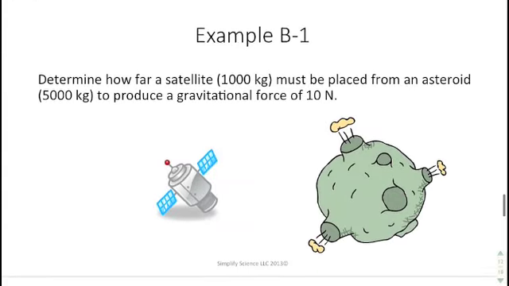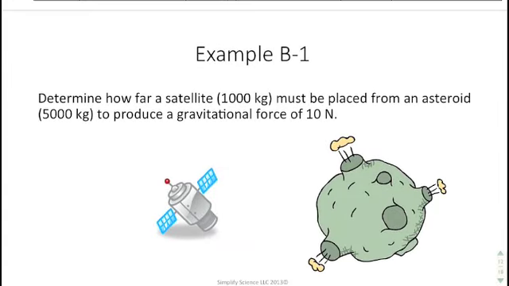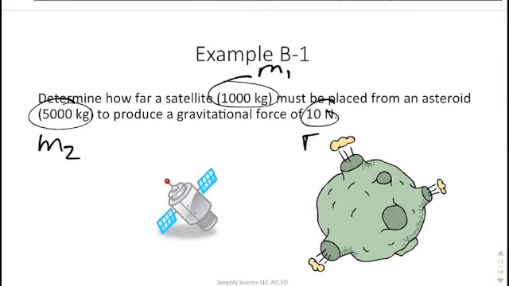So we come to example B1. It says determine how far a satellite must be placed from an asteroid of 5,000 kilograms to produce a gravitational force of 10 newtons. You think 10 newtons, that's like 2 pounds, so it's not a huge force. Let's see if we can figure this one out. We have a mass, and we're just going to call that mass 1 because it's the first one that came up, mass 2, and we have a gravitational force. You always have the value of G. It is 6.67 times 10 to the minus 11th.